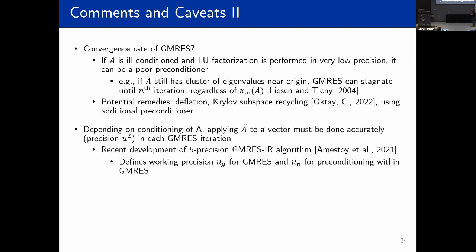There is also the fact that our theoretical analysis in this original work assumes that within each GMRES iteration, you are applying the preconditioned system to a vector accurately. So in theory, you have to use double the working precision. This is not really true in practice, and it was observed that it's not true in practice. It's also not desirable in practice. And so there's a recent work that now changes this from 3 precision GMRES-IR to 5 precision GMRES-IR. So now you can also give bounds that don't make this assumption. I have a working precision used within GMRES and some precision that's used for applying the preconditioner.